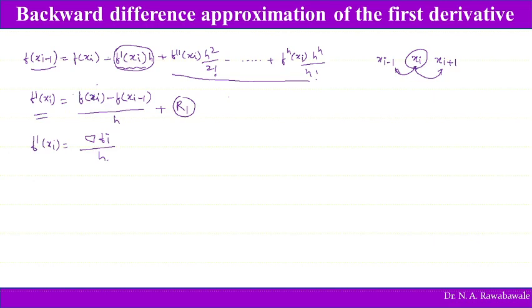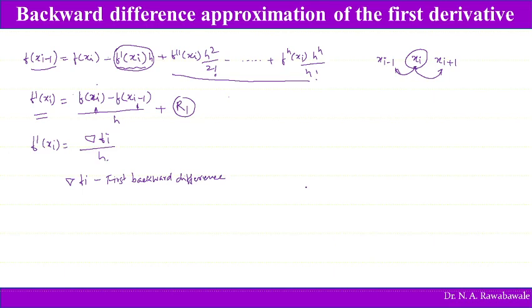In backward difference we go one step in the backward direction, and in forward difference we go one step ahead of the existing term, that is xi. So xi plus 1 is called a forward difference. If xi to xi minus 1, then we call it a backward difference. So delta f i is known as the first backward difference.